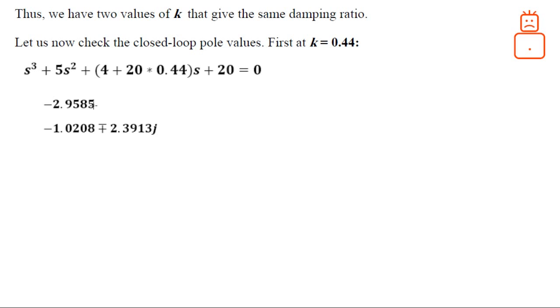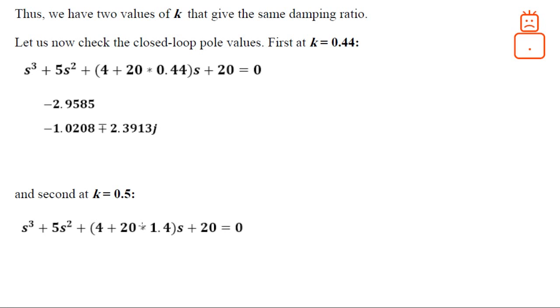So these poles, when the value is 0.44, are very close to the poles that we got from the picture or the plot. And this is when k equals 1.4. The values that we computed from the plot are very close to this value here. So we know that at k equal to 0.44 and k equal to 1.4, we may have a damping ratio of 0.4.